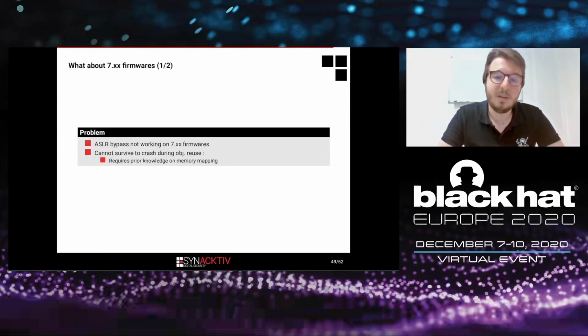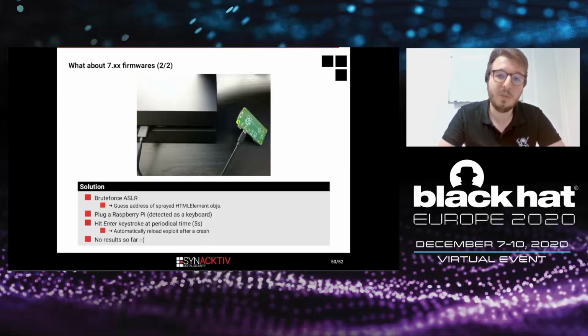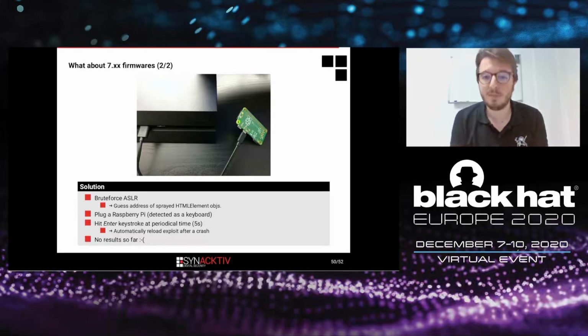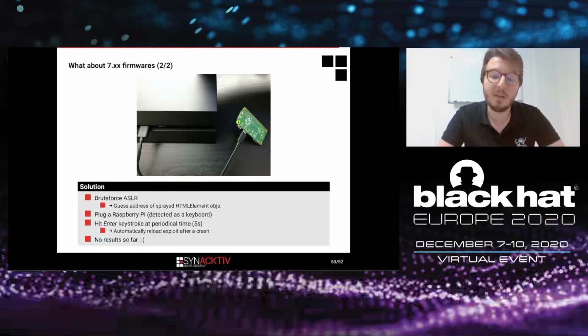We tried porting this exploit to version 7 of the PS4 firmwares, but we did not succeed. The ASLR bypass did not work on this firmware version, and we only get crashes. We also tried to brute force the ASLR using a Raspberry Pi. The goal was to guess the address of a sprayed HTML element, and the Raspberry Pi was used to emulate a keyboard and reload the page every 5 seconds after a crash, but we did not get any results so far.